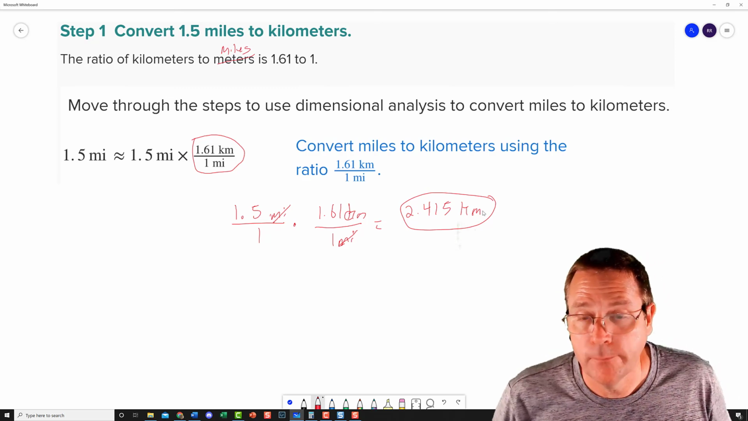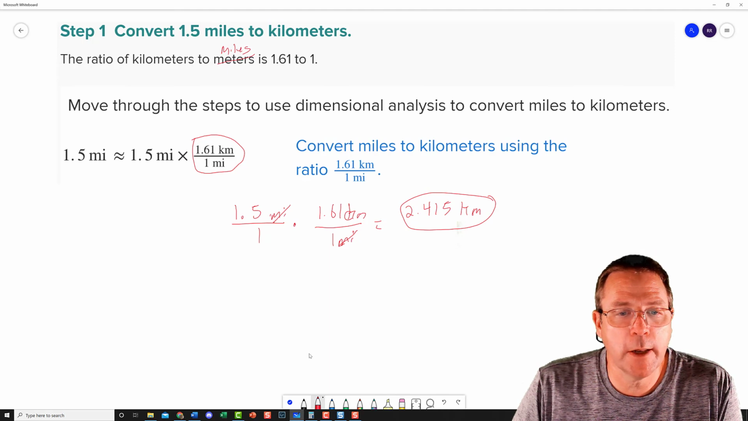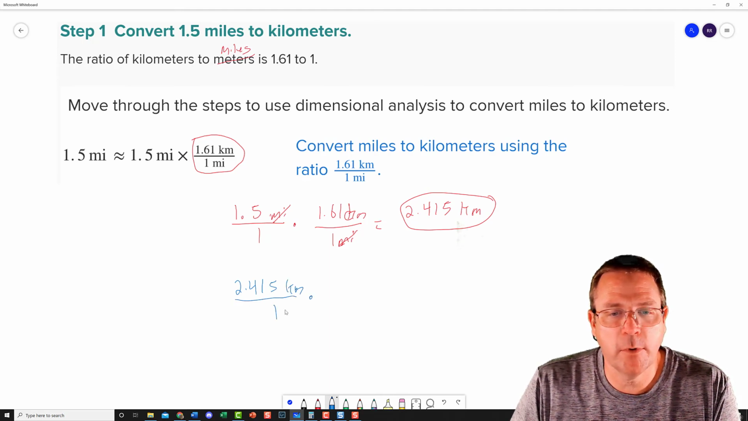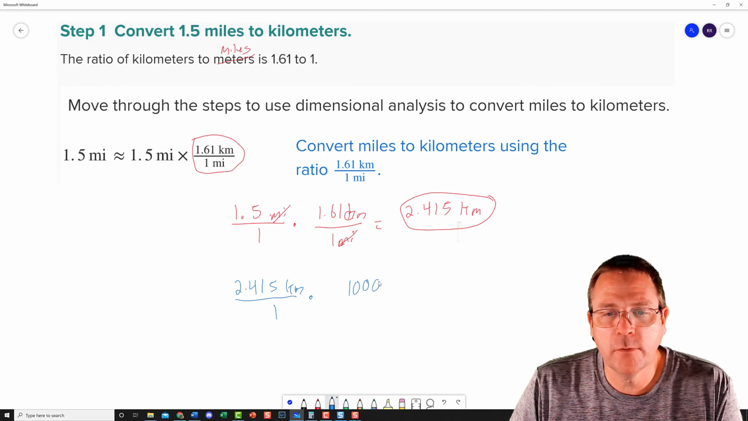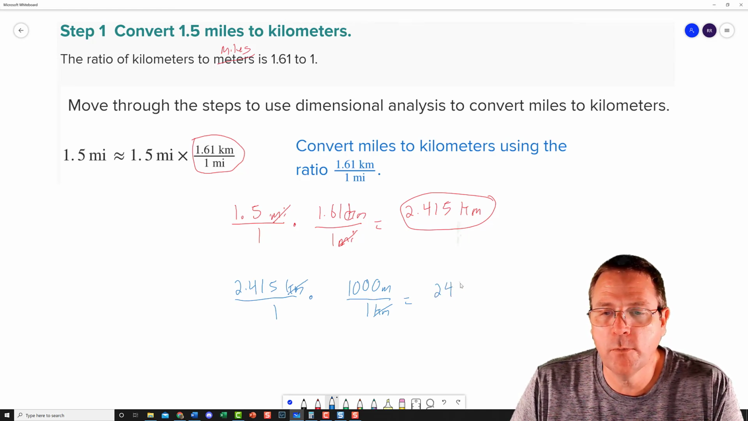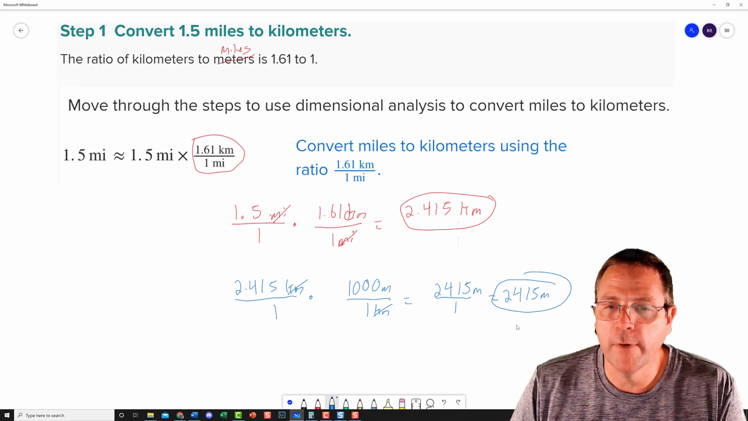But we're not done. See, we found kilometers, we need meters. So now we need to set up another problem with dimensional analysis. Well, let's change our color for this one to a pretty shade of blue. 2.415 kilometers times, of course that's going to be over 1, there are 1,000 meters in 1 kilometer. Once again, my kilometers are going to divide each other out. When I multiply this number times 1,000, I get the same 2,415 I got before over 1. The only unit that's left is meters, so that's the same thing as saying 2,415 meters for your final answer.